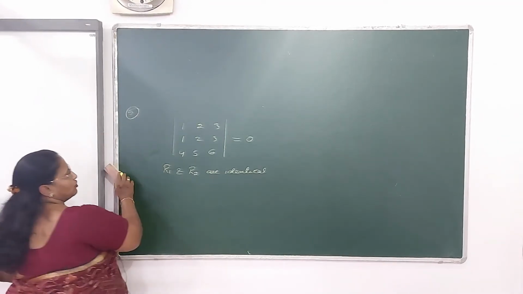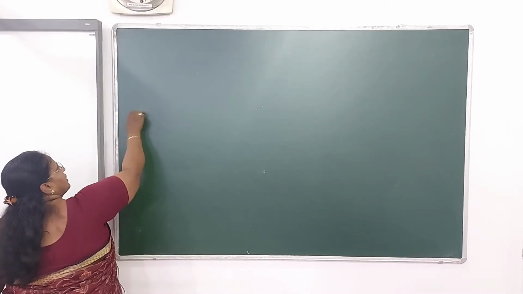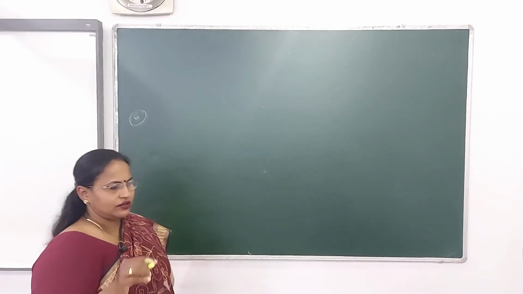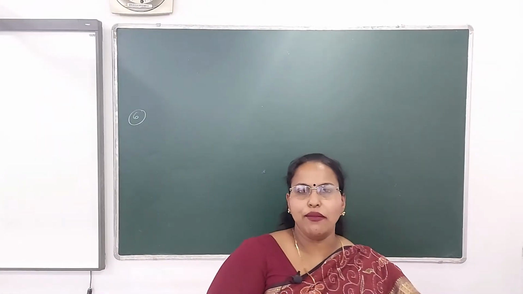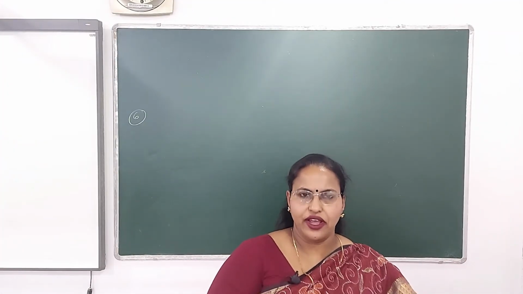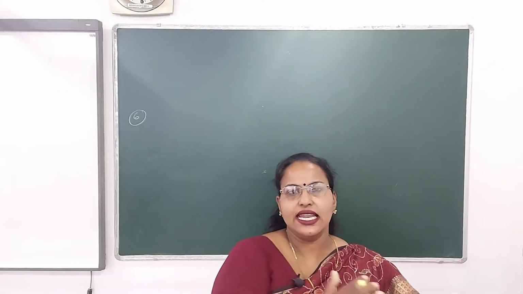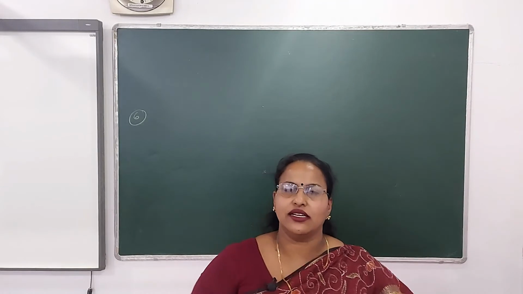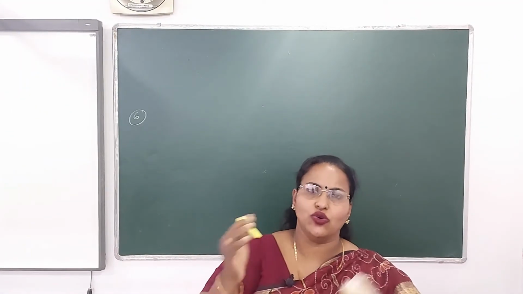Okay, now moving to the next one. This is the sixth property. In a determinant, if any row or column is lambda times any other row or column, where lambda is a scalar, then the value of the determinant is also 0.